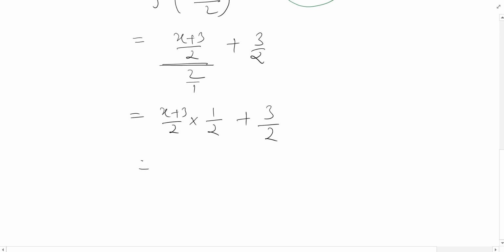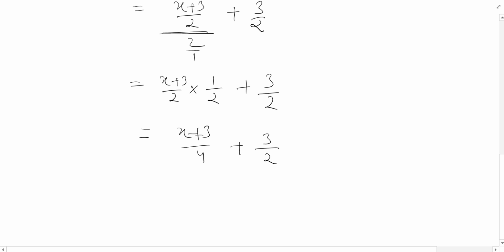So we got x plus 3 over 4, plus 3 over 2. So now we have to simplify this thing. In order to add them, we have to make a common or same denominator. How do we do that?